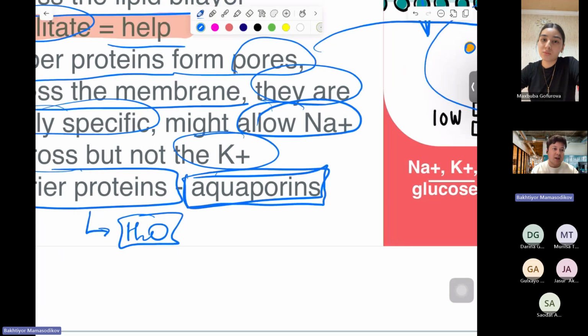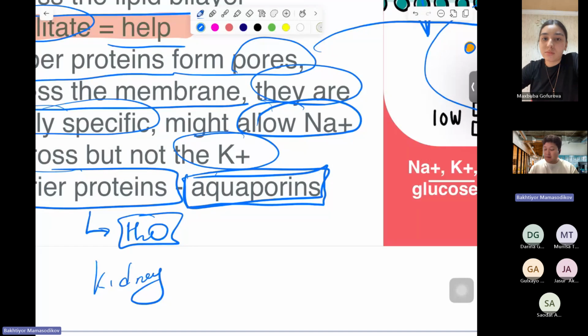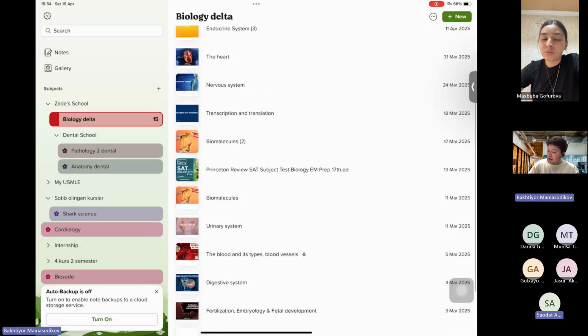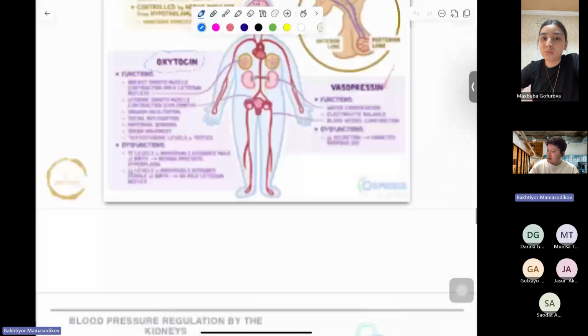Kidney means почки. Where are they located? In the stomach. It's in the stomach. In our back. Yes. They are inside the stomach, right? The stomach is digesting the kidney. Oh my God, dear my future colleagues.